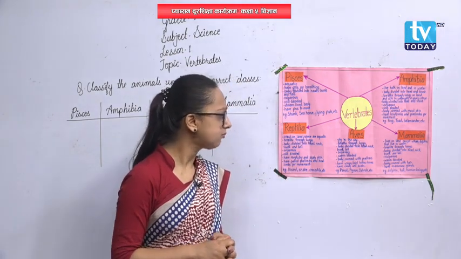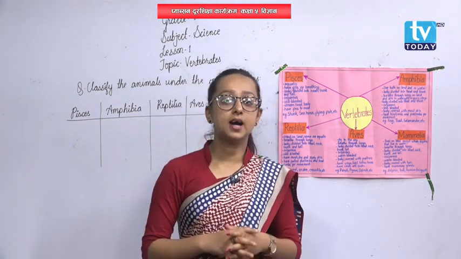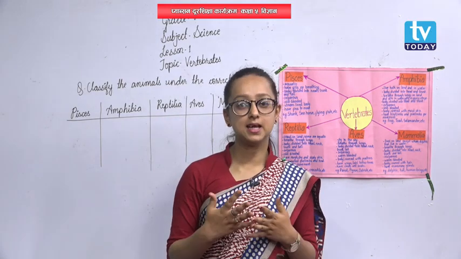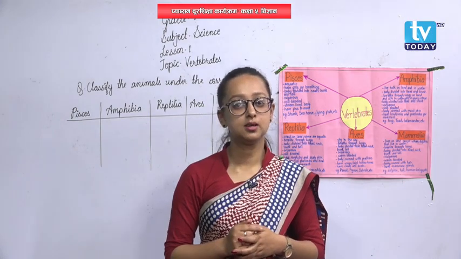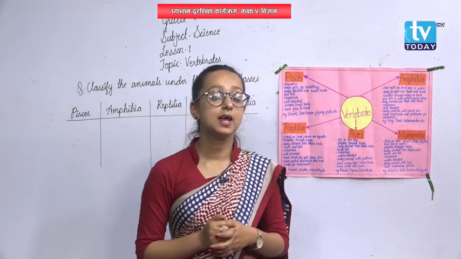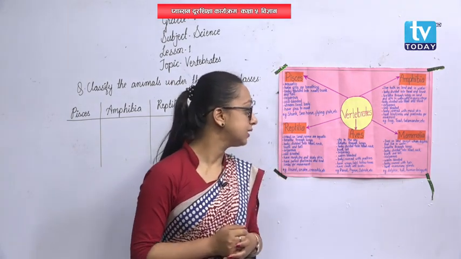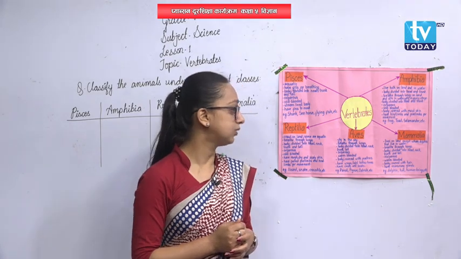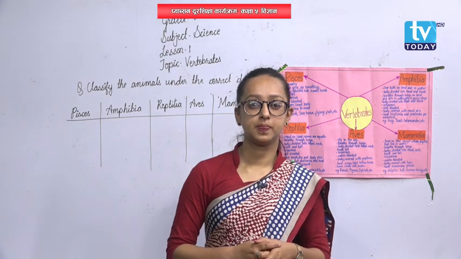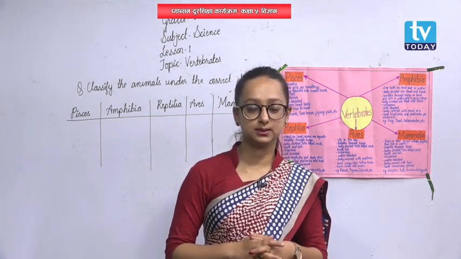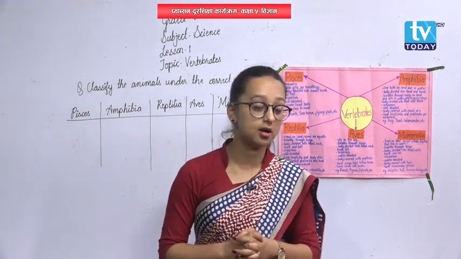And the body is divided into head, neck, trunk and tail. Okay? Also, how do they breathe then? They breathe through their lungs.